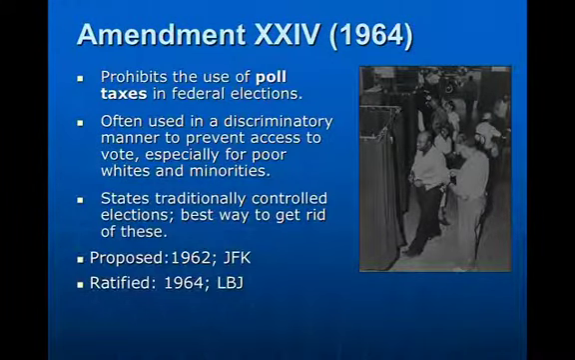24th Amendment, the poll tax. After the 15th Amendment is passed and African American men get the right to vote, during the early 1900s and into the 1960s, many southern states tried to charge poll taxes to try and limit African Americans from voting. Many of whom are poor, and they do not have enough money, and so there was a discriminatory practice to try and weaken African American political power, and it was quite effective actually.